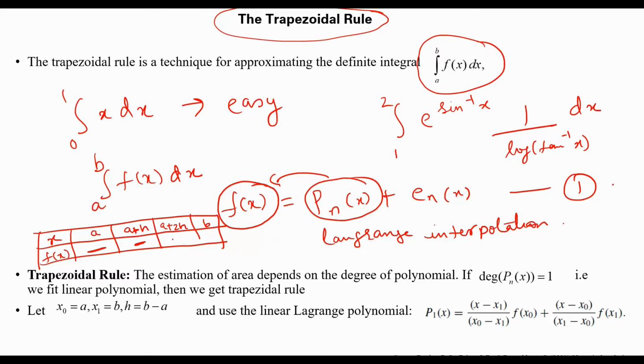If we talk about the trapezoidal rule, this depends on using the Lagrange polynomial of degree 1, which means that you have only 2 points, the end points a and b. So the polynomial you will get will be of degree 1. You can assume that x0 is equal to a and x1 is equal to b, and h is the distance between a and b. So the Lagrange polynomial will be this. You already know about this.